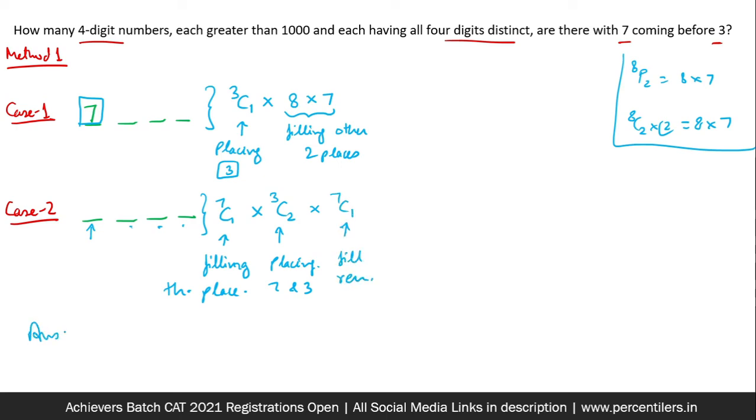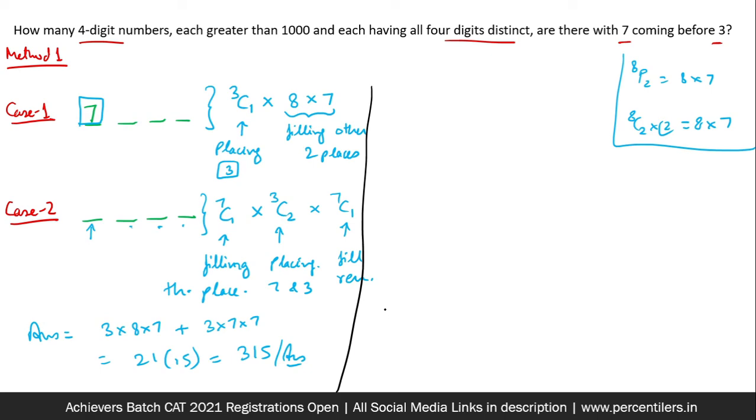Our answer is going to be the sum of these two. So the sum of 3 into 8 into 7 plus 3 into 7 into 7. If I take 3 into 7 common, I will have 15 in the bracket, and the answer will be 315. Okay, this is one method. You might want to pause the video and understand this.